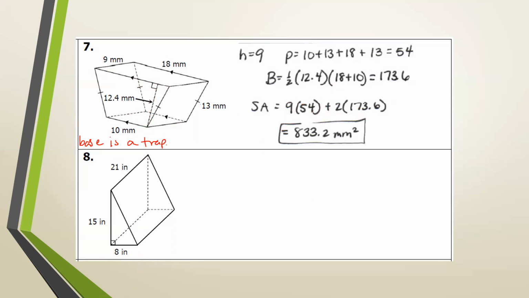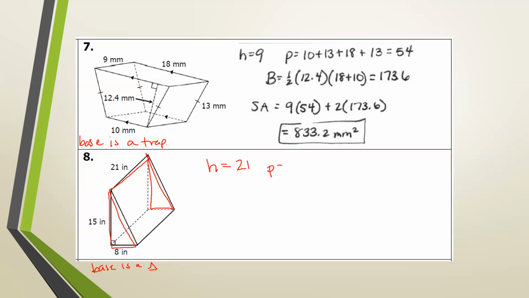Let's look at number 8. What shape is the base at number 8? The base is a triangle. You have two triangles here that are parallel and congruent. Those are the bases. The base is a triangle. All right. So what is the height of the prism? 21. It's the distance between your two bases.